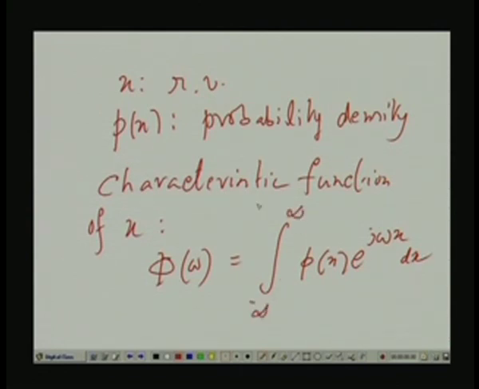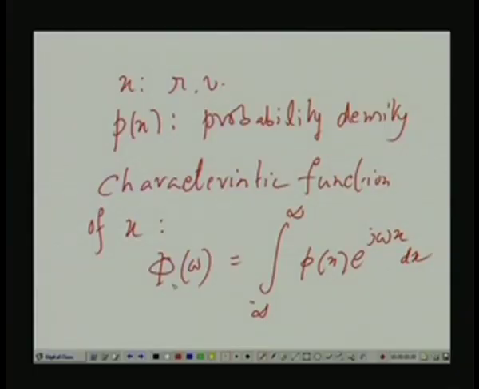Okay, this integral. It is something very similar to Fourier transform. Only thing is that in Fourier transform you have a minus sign here, here you do not have that. Okay. So, phi omega as such is a complex function of omega. It is called the characteristic function or sometimes the first characteristic function of the random variable x.